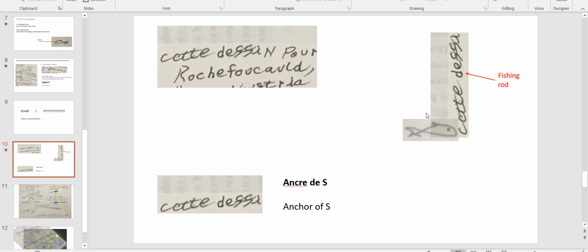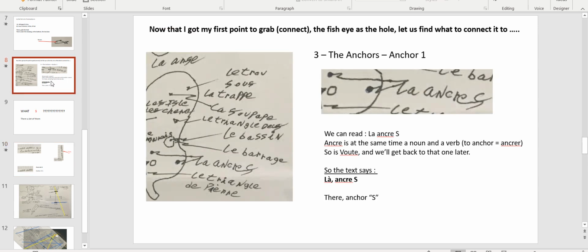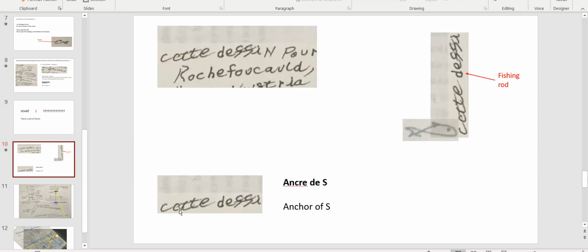So I found my fish, and I found that S there, but I haven't found my S yet. Well, if I consider the S is the anchor, I've got the anchor de S. L'encre de S. It's telling me. It said earlier, anchor S. And they're saying anchor of S. It's written there. You see how tricky this is?